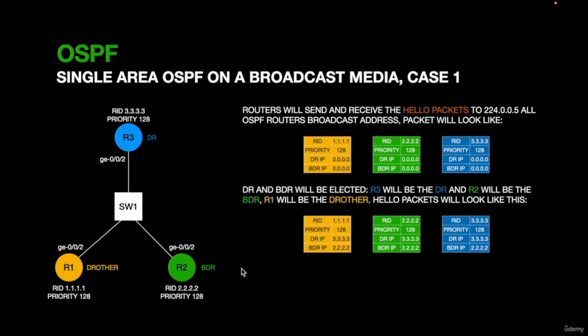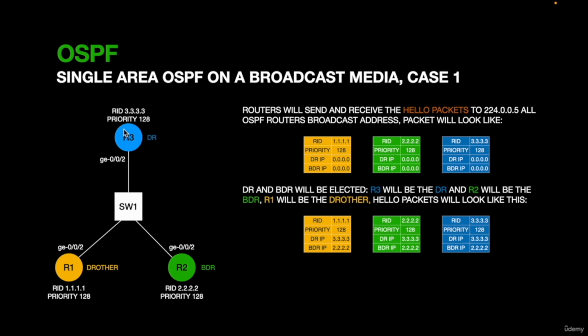And hello packets will look like this. You can see that R3 was elected designated router because it had a higher router ID, and R2 was elected as the backup designated router because its router ID was lower than R3's.